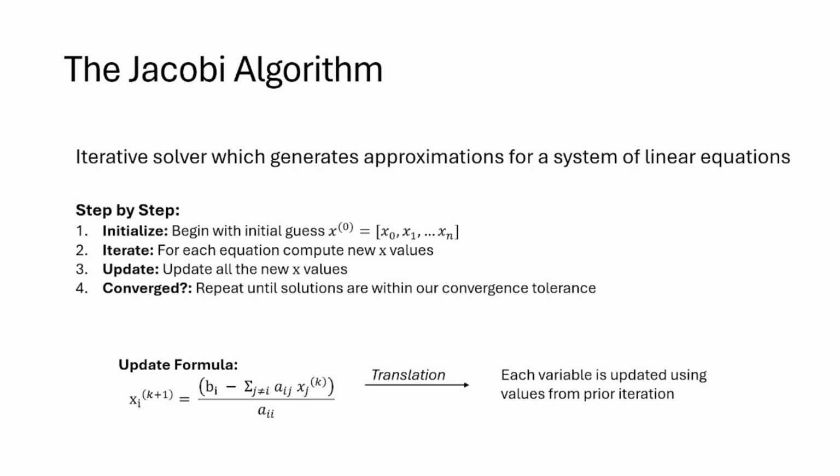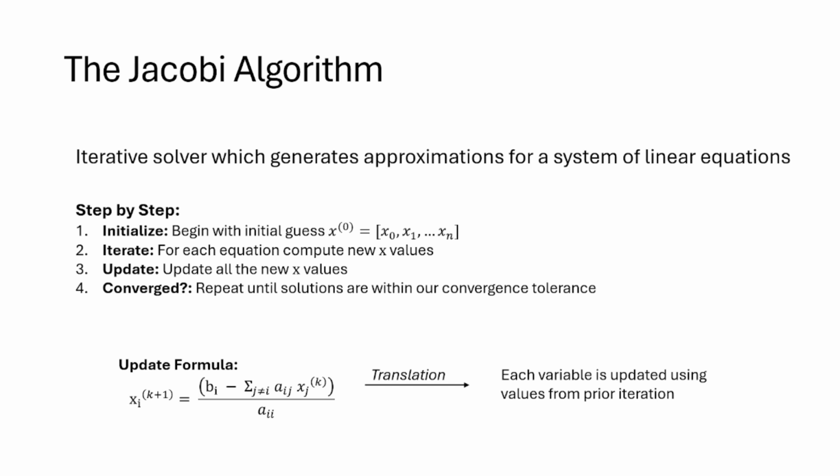Unlike direct methods which provide exact solutions, such as Gaussian elimination, the Jacobi algorithm is an iterative solver which generates approximations for the solution vector within our specified tolerance. So it starts by having an initial guess, which we usually just zero out all of the x values in the x vector. Then for each equation, we compute the new values using only the values from the previous iteration, not the current one, which is where we differ from the Gauss-Seidel algorithm. And then we update the x vector with all of our new values. We check if this is within our convergence tolerance. If it's not, we keep going.